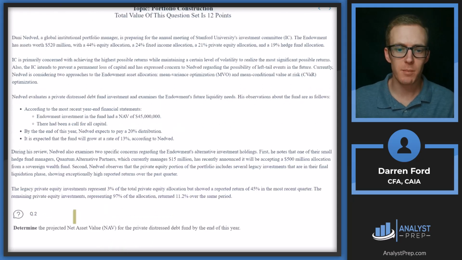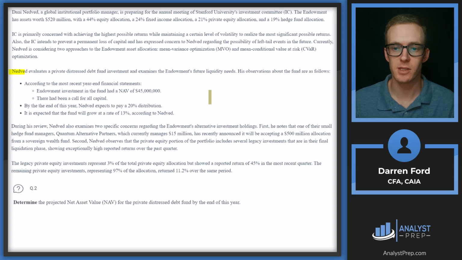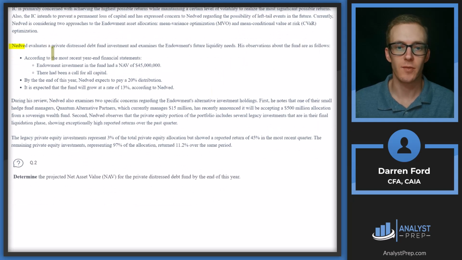Question 2. Determine the projected NAV for the private distressed debt fund by the end of this year. Left off right here, so let's read. Nedved evaluates a private distressed debt fund investment and examines the endowment's future liquidity needs. His observations about the fund are as follows. According to the most recent year-end financial statements, endowment investment in the fund had an NAV of $45 million. There had been a call for capital. By the end of this year, Nedved expects to pay a 20% distribution. It is expected that the fund will grow at a rate of 13%.